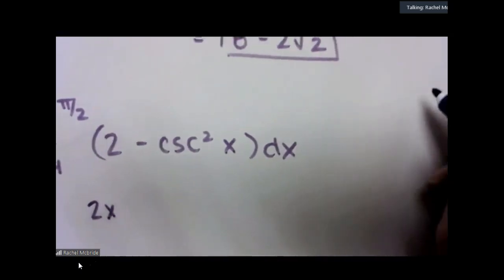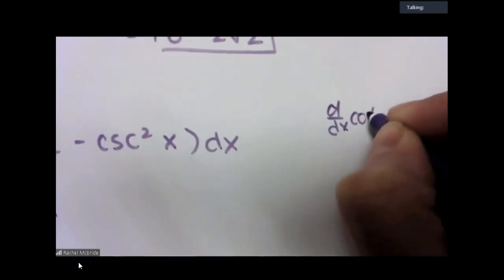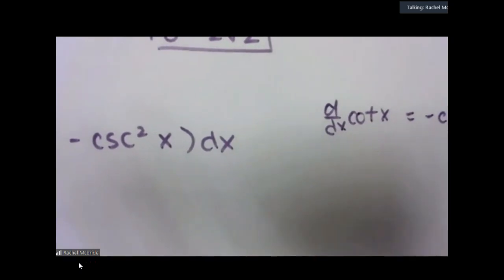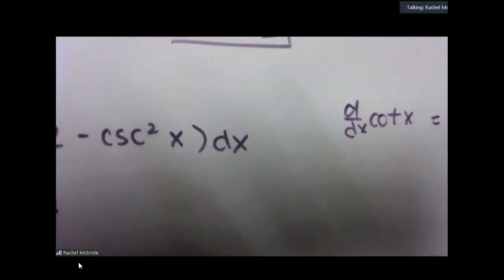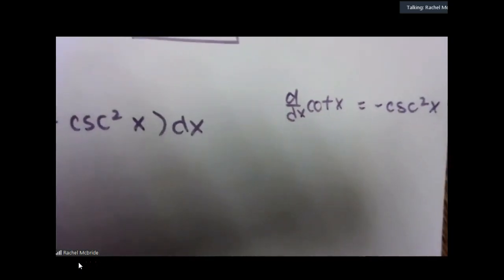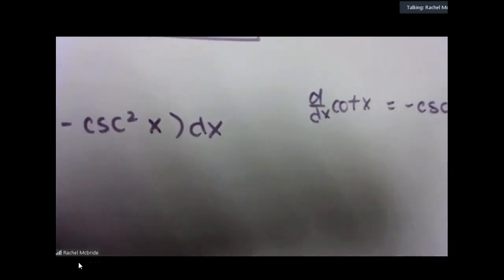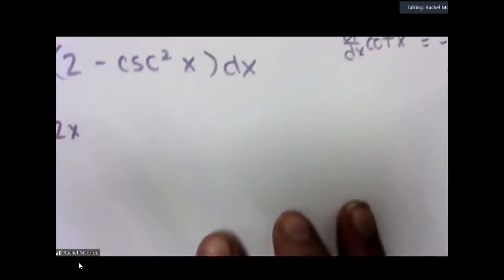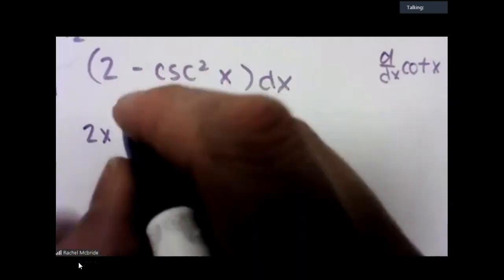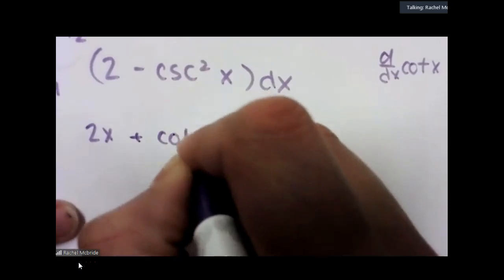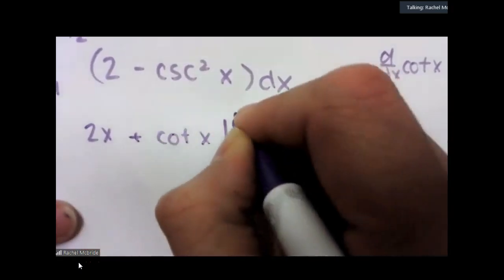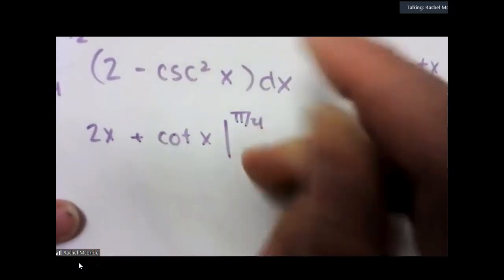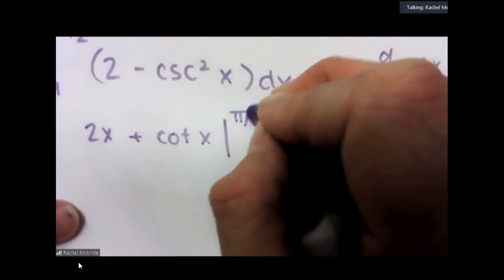And then think about your derivatives and antiderivatives again. The derivative of cotangent is negative cosecant squared. So since there's already a negative on my cosecant squared, when I antiderive that, I'm going to get a positive cotangent. So that's going to be positive cotangent x from pi halves to 5/4.